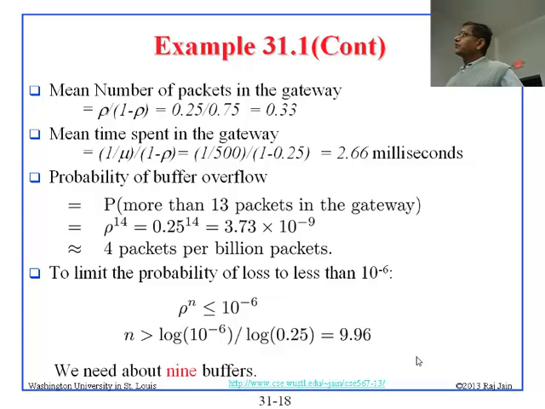Mean number is rho upon 1 minus rho, rho times rho upon 1 minus rho, so that is 0.33. Mean time spent, again another formula, 1 upon mu divided by 1 minus rho, is so many milliseconds. Now here is the interesting thing, probability of buffer overflow. What is the probability of more than 13 packets in the gateway?